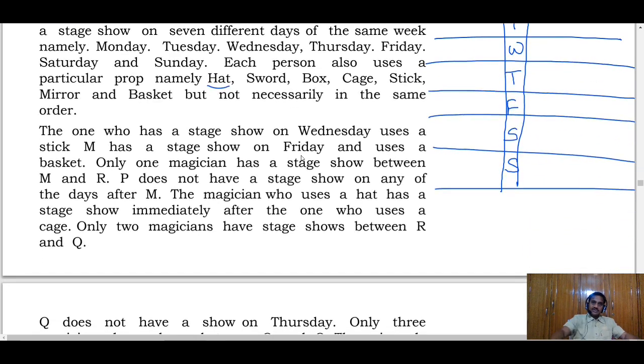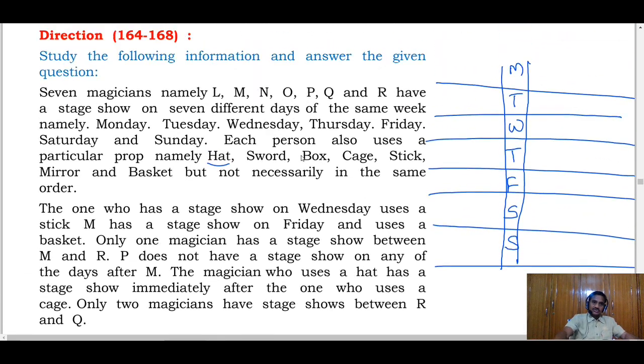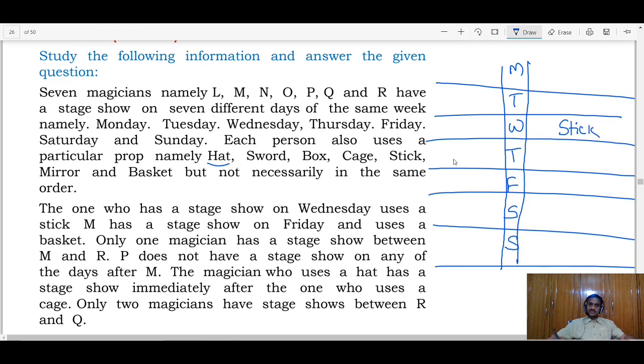Condition number one: the one who has a stage show on Wednesday uses a stick. Now Wednesday is stick, that is clearly given. And M has a stage show on Friday and uses a basket. M, basket, Friday. Next one: only one magician has a stage show between M and R.